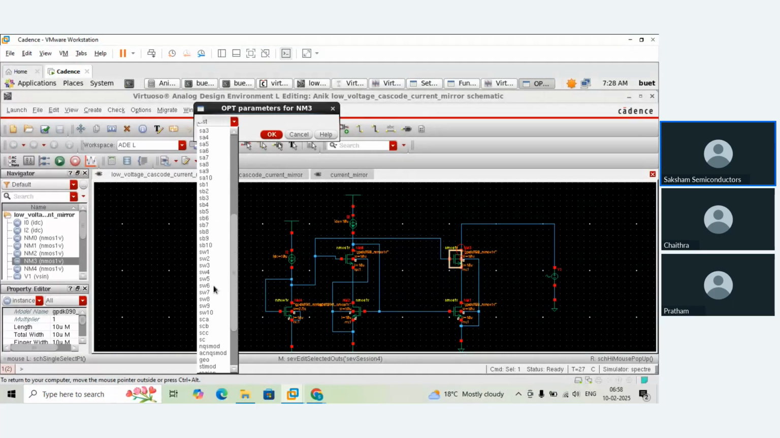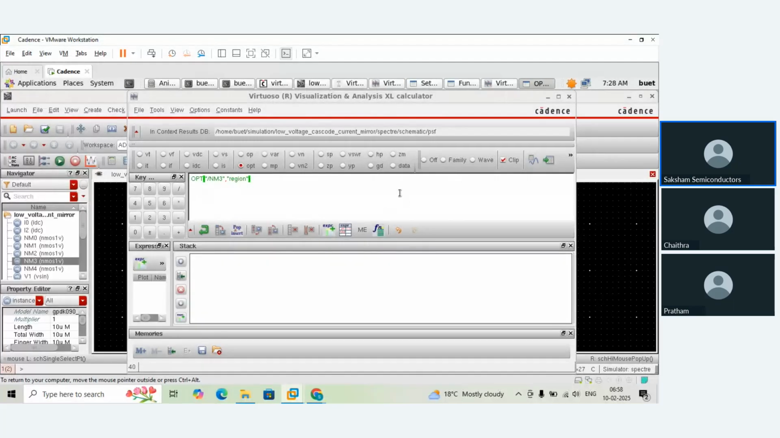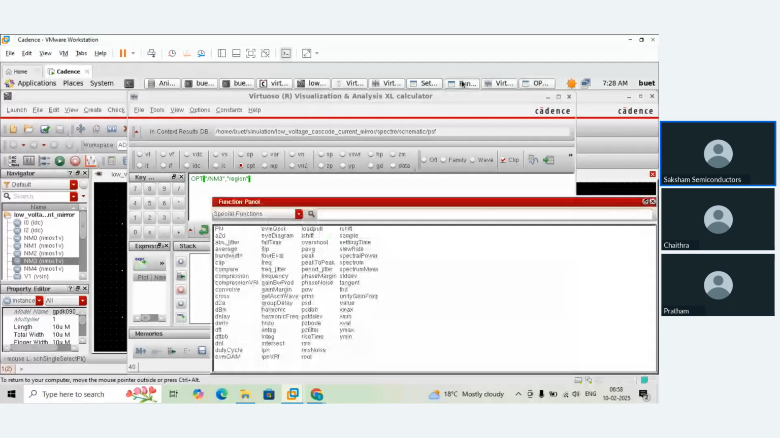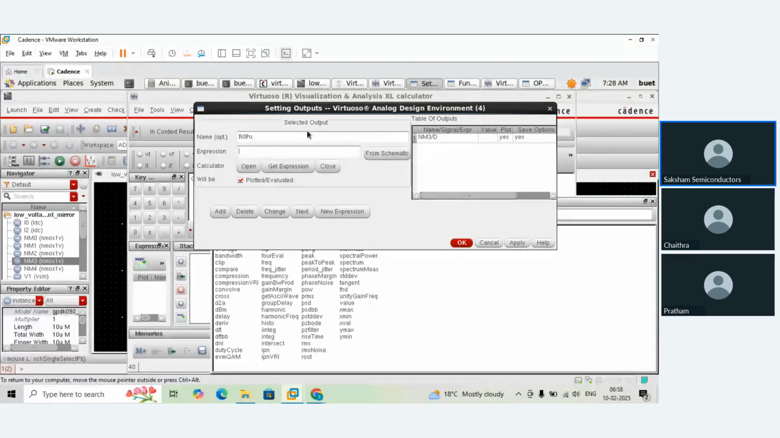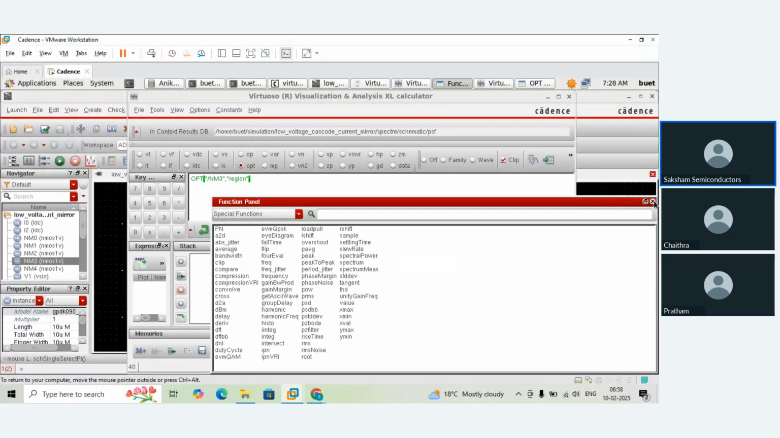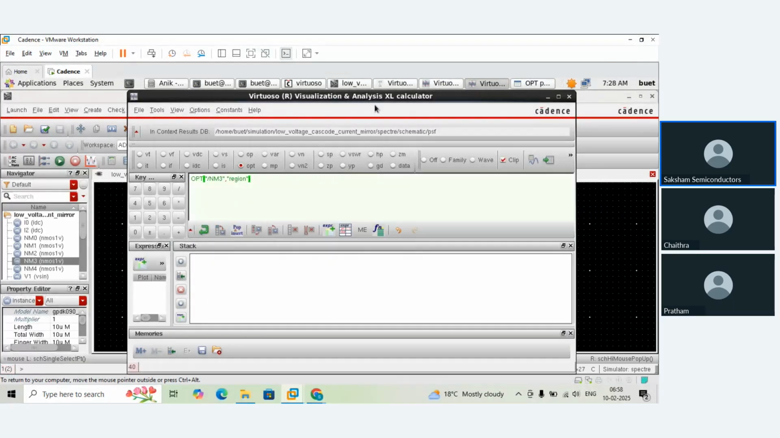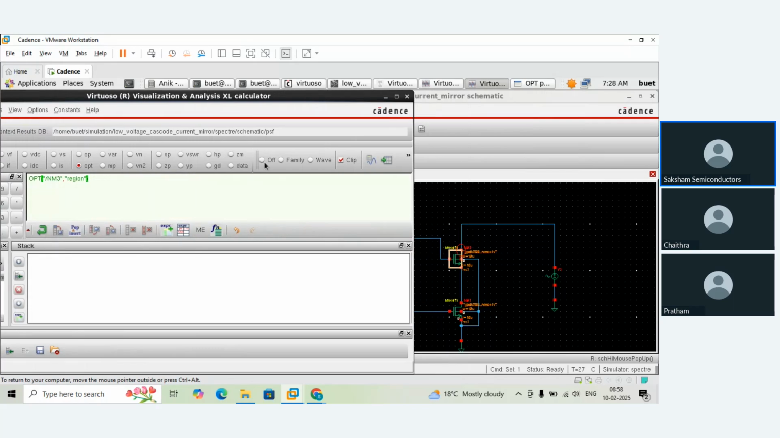So where is my region? Let's see. And then go back to this setting and say get expression and say add. Okay, so this exercise we are supposed to do. Anyhow, already this is being marked as an M3, so let me take it as an M1. So I'll just take it as an M1 here.